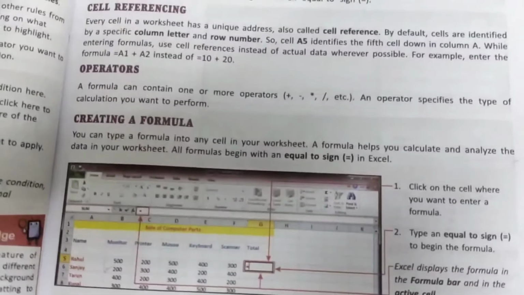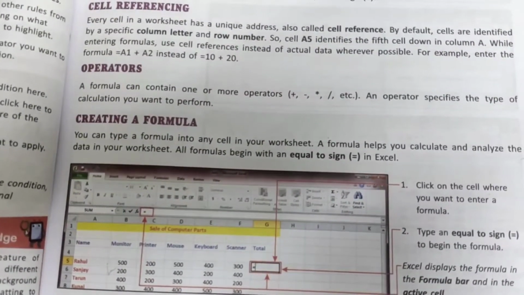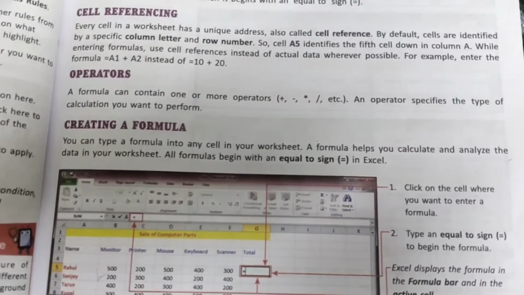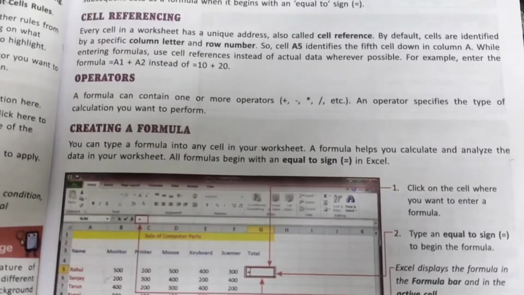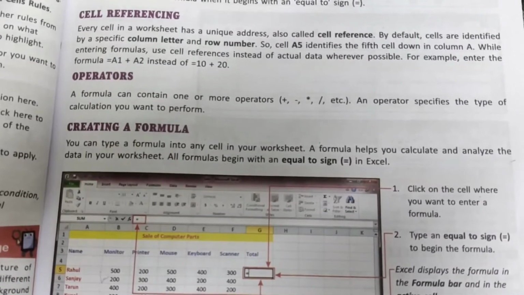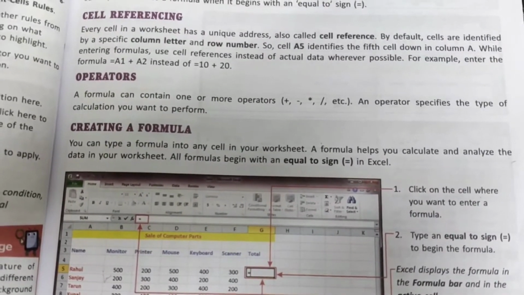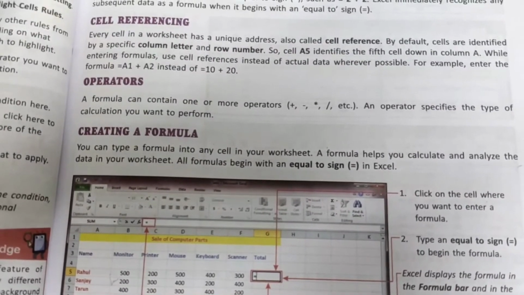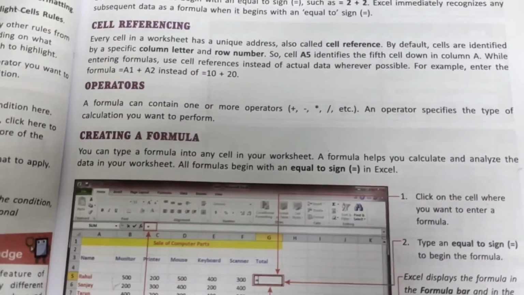Next we have operators. A formula contains one or more operators. Operators are plus, minus, multiplication and so on. And operators specify the type of calculation you want to perform on MS Excel worksheet.